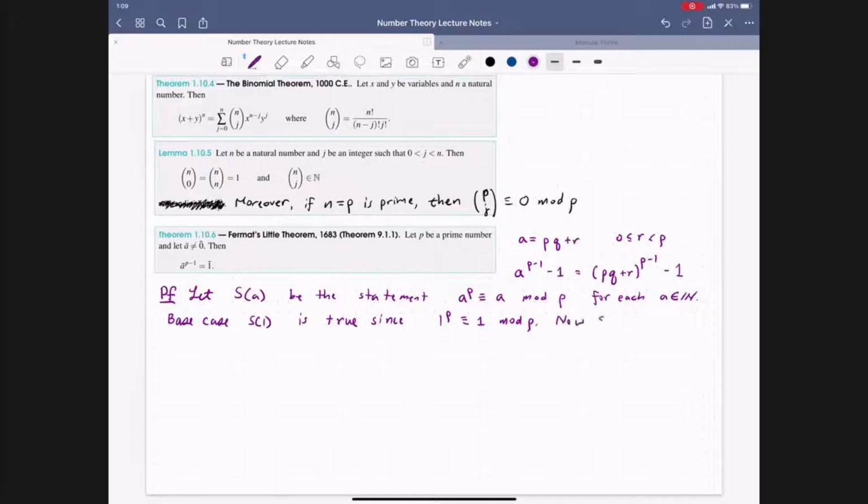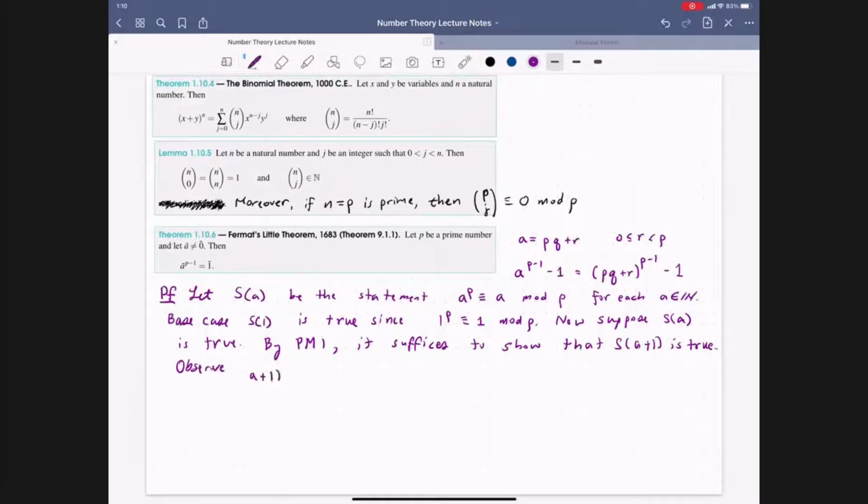Now suppose that S(A) is true. By PMI, the principle of mathematical induction, it suffices to show that the statement S(A plus 1) is true. So that's where we want to prove that S(A plus 1) is true. So let's go ahead and do that. So now we're going to observe the following. We're going to consider the statement. So here we're looking at (A plus 1) to the P.